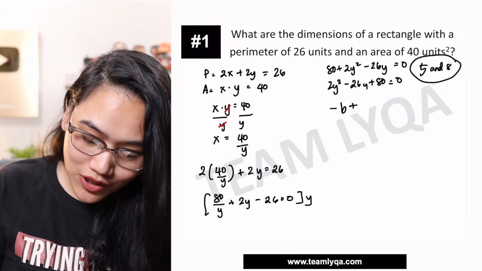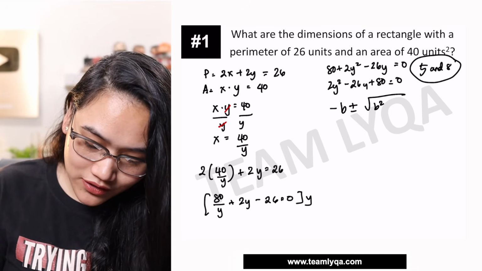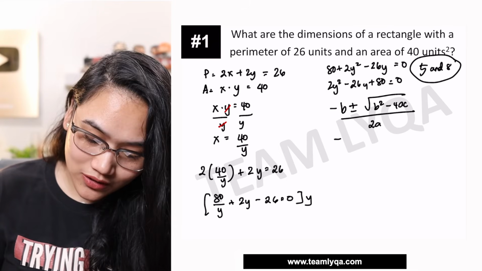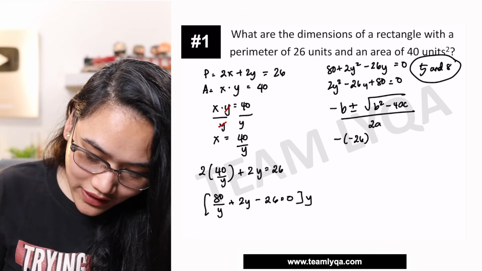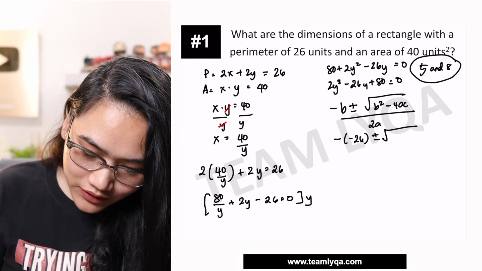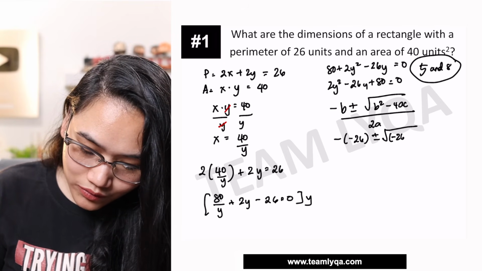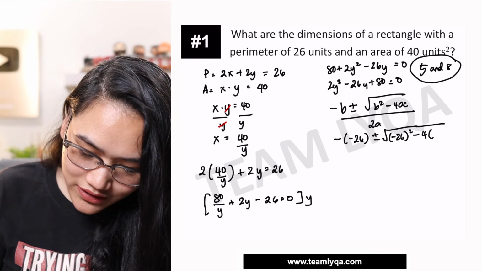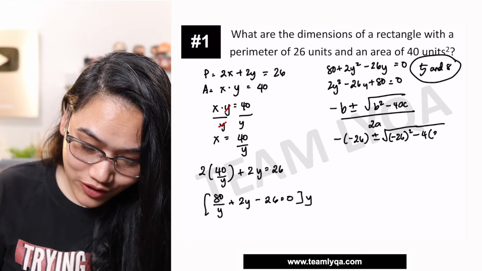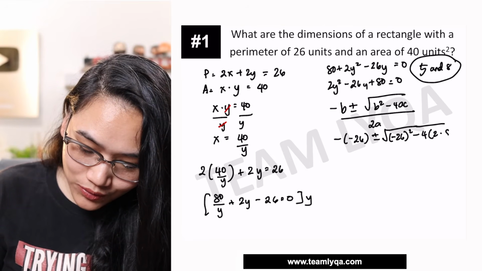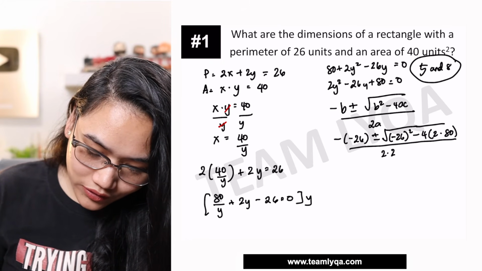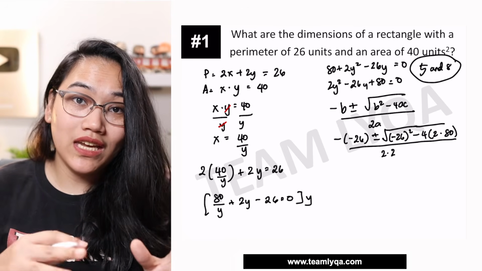Kung gusto mong gamitin yung quadratic equation, you have negative b plus and minus the square root of b squared minus 4ac all over 2a. Right? So, iso-substitute lang natin yung b natin. So, that's negative of negative 26 plus or minus b squared, which is yung negative 26 squared. And then you have minus 4ac would be 4 times a, which is in this case 2 again. So, 2 times c, which is 80. All over 2 times 2. Sinubstitute lang natin yung A, B, and C.